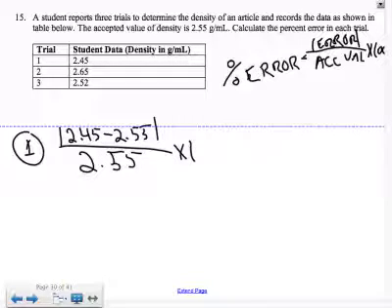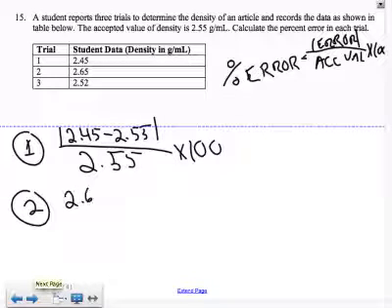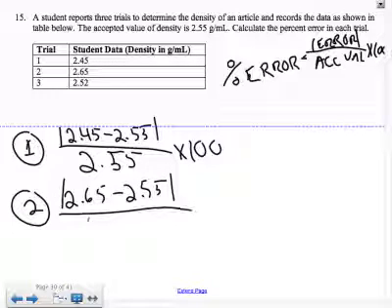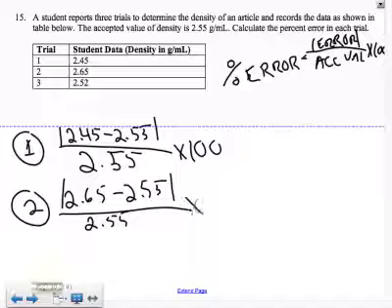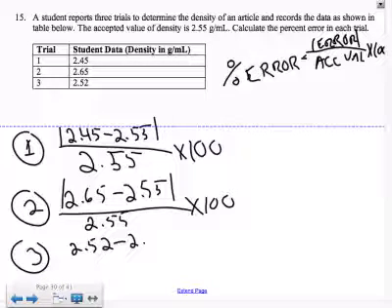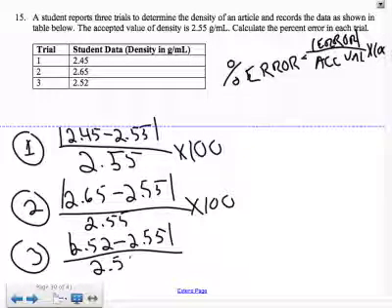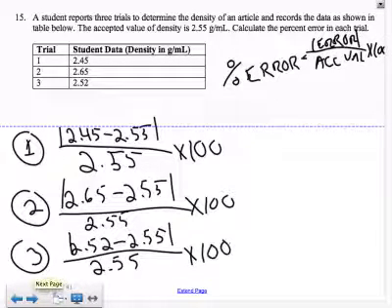times 100. For number 2, it's 2.65 minus 2.55 divided by 2.55 times 100. And for number 3, you've got 2.52 minus 2.55. Take the absolute value and divide by 2.55 times 100. So in the first trial, you've got 2.45 minus 2.55. That comes out to negative 0.1.